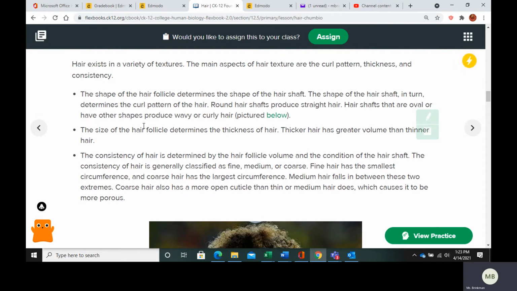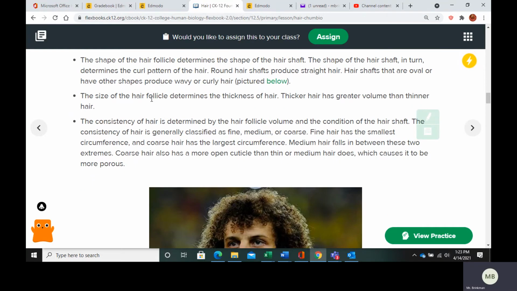Hair texture. So there are a variety of textures. The shape of the hair shaft is going to determine the curl pattern of the hair. So round hair shafts produce straight hair. Hair shafts that are oval or have other shapes produce wavy or curly hair. The size of the hair follicle is going to determine the thickness of the hair. And the consistency of hair is determined by the hair follicle volume and the condition of the hair shaft.